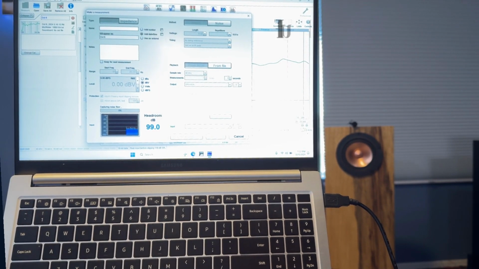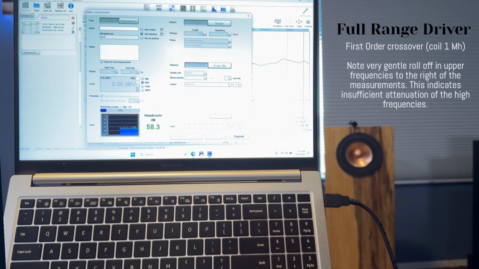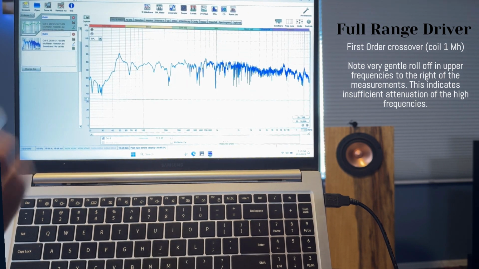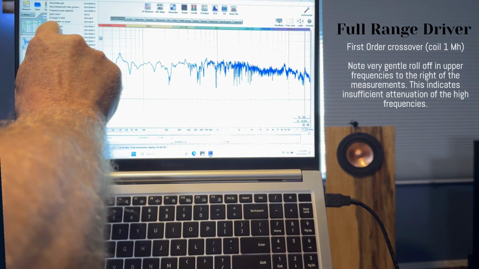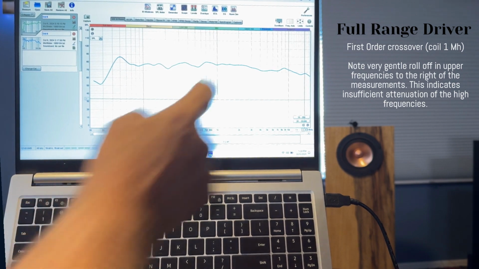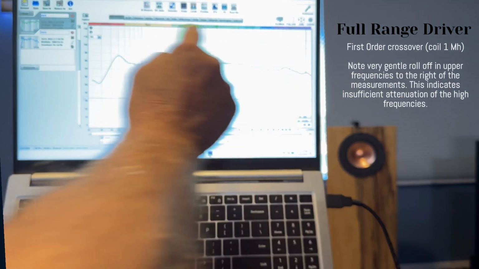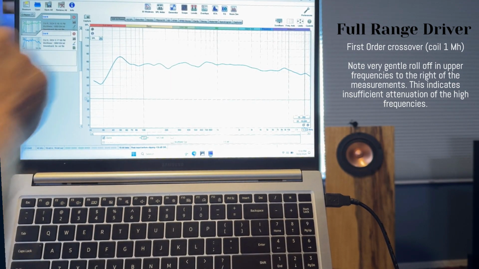Our second measurement is the full-range driver with a first-order crossover, which is an inductance coil, 1 millihenry. Notice it rolls off very gently in the upper frequencies. I don't think it provides sufficient attenuation for our project. Also, you may notice how rough it is in this graph. This is unsmoothed. Later on, we'll show you what a smooth graph looks like, but the peaks are clearly visible.